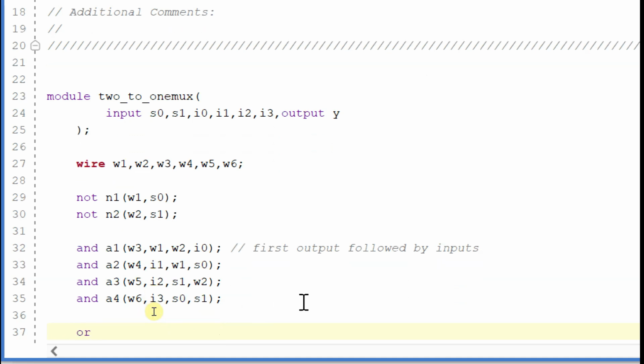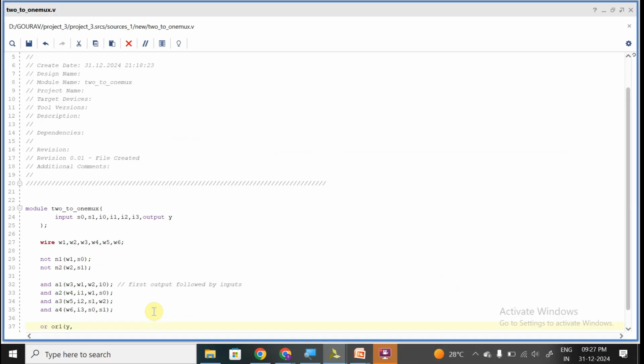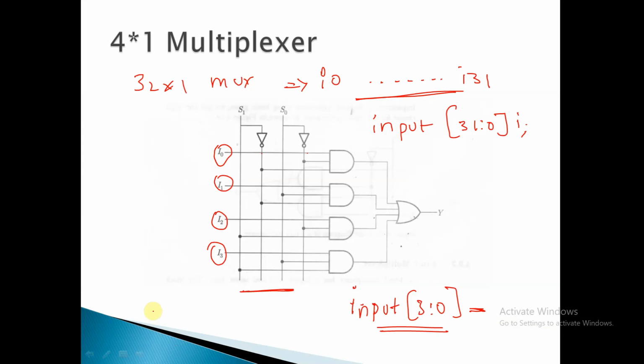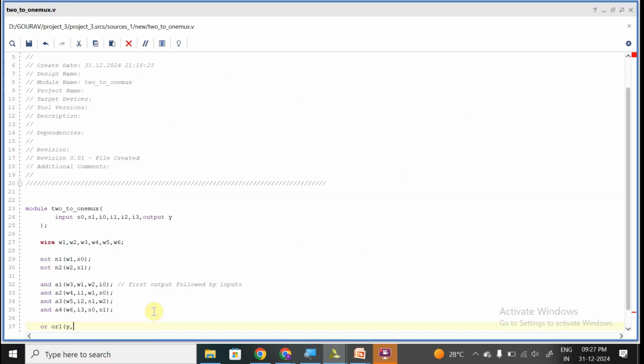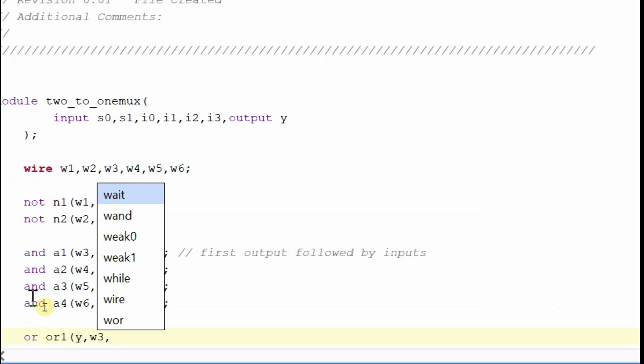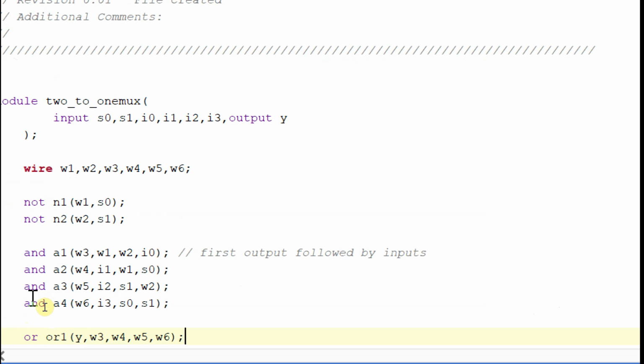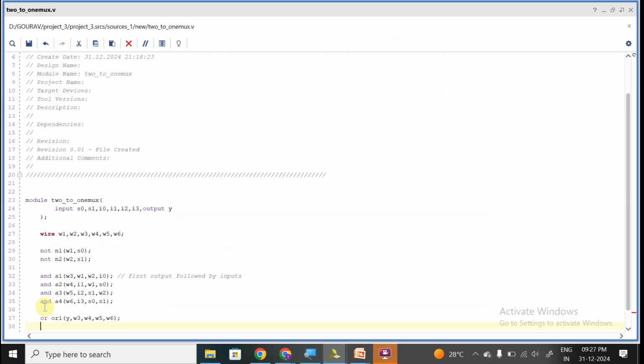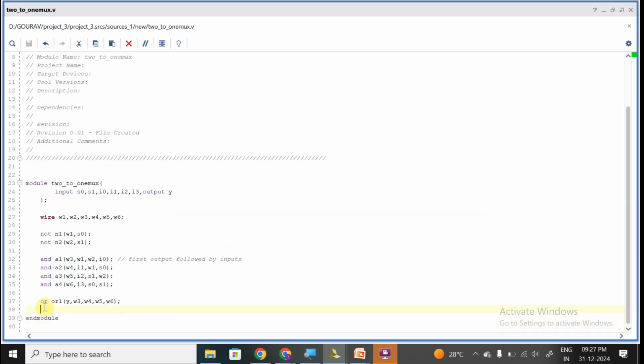You can use the OR gate, or one. Your output is Y followed by, so how many inputs does the OR gate have? Four inputs. So all the wires should be given here. What are all the outputs you have? Wires W3, W4, W5, W6. So this is how you are getting your output Y. Is it clear?